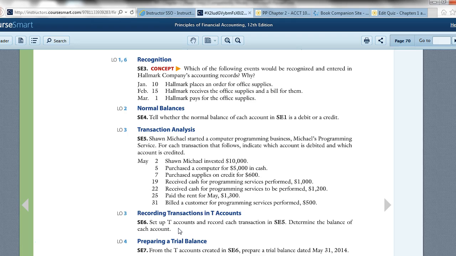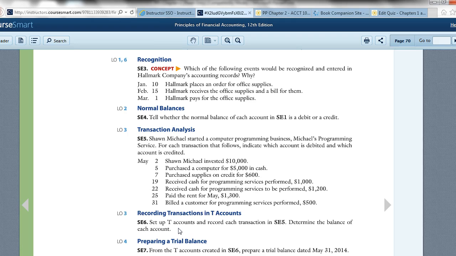May 22nd, received cash for programming services to be performed. It hasn't been performed yet. What is debited? Cash. What is credited? Unearned revenue. It's a liability. It's something we have yet to perform the obligation for, don't we? It's a liability.